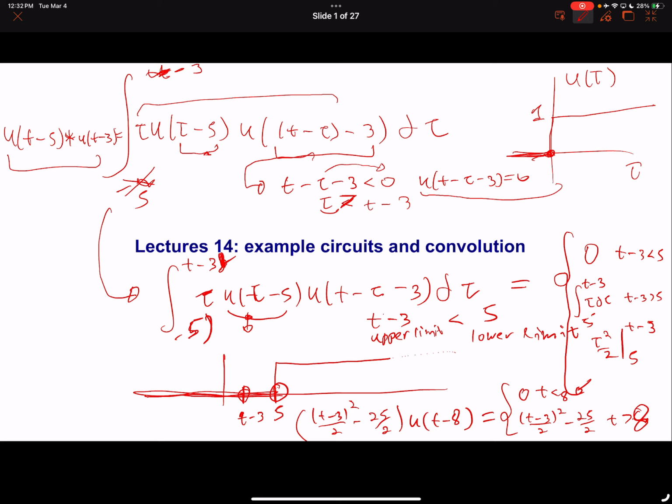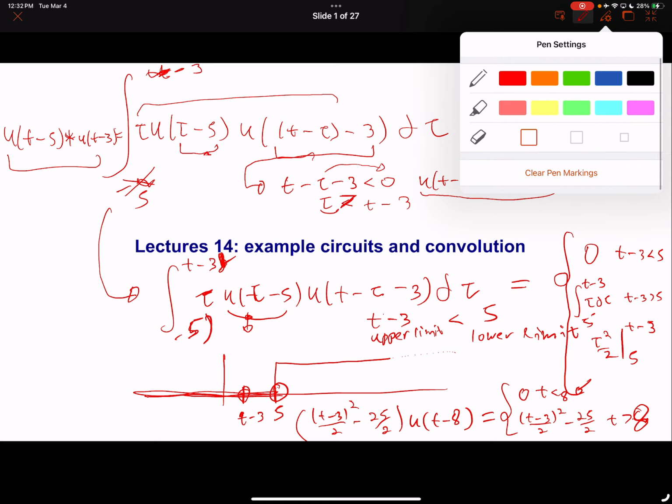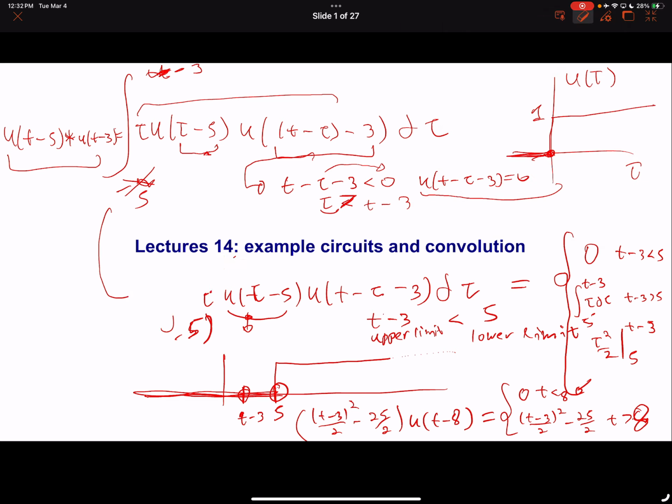Any other questions, concerns about this? Yeah, I just have one question. See how we build up the, like when you're writing the outer function, can you switch it? Can you put like tau u(t - 3) or u(t - tau - 5)? Is that going to be the same answer? Yeah, because the convolution is associative.